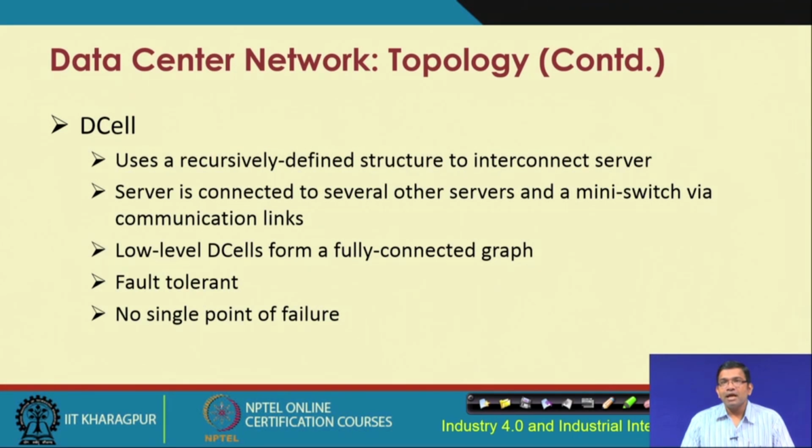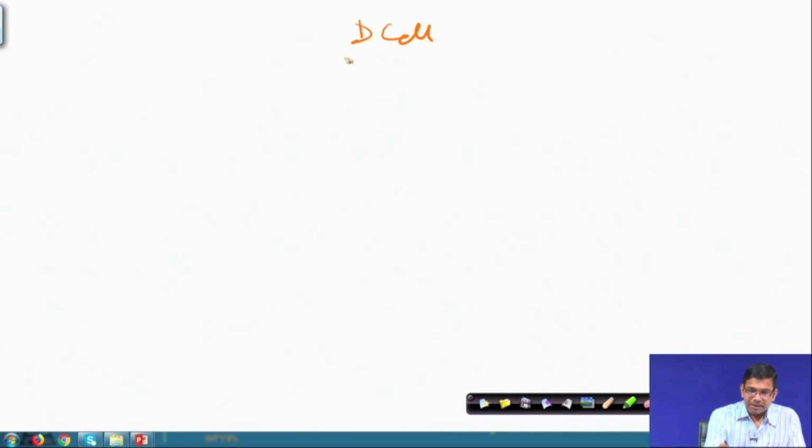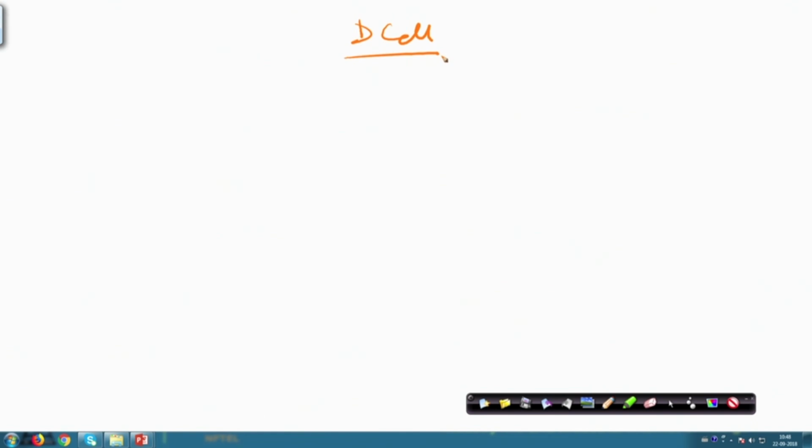This is the advantage, and also this kind of architecture is fault tolerant. So, let us now look at this DCell architecture, how it looks like. In this DCell architecture, as we will see, we will have the concept of something known as the DCell.